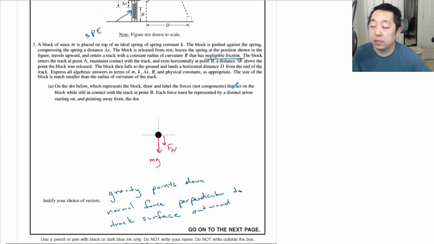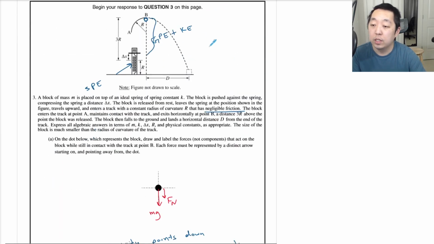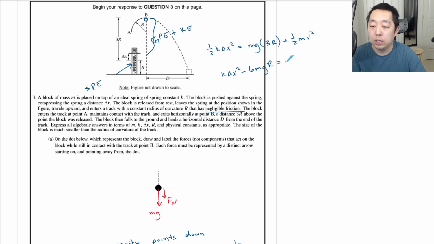I'm just going to do it up here so you can see it. We have 1/2 k delta x squared, and that's going to equal the gravitational potential energy gain, which is mg times a height of 3r, plus 1/2 mv squared. If I bring this over and multiply by 2, I have k delta x squared minus 6mgr is equal to mv squared. Divide by m, so v is equal to the square root of k over m delta x squared, minus 6gr.